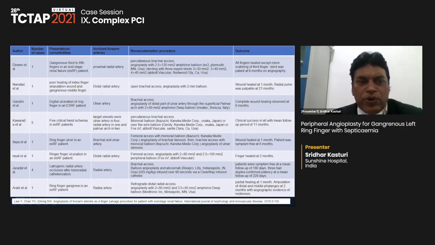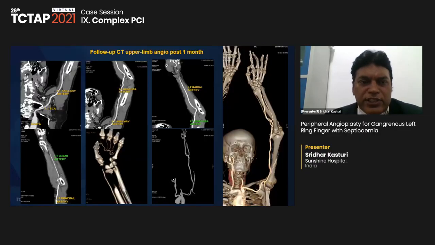And one more report, the distal radial artery, and they did the angioplasty with a 2 mm balloon. And all these cases showed very good patency of the radial and ulnar artery. And only one case was reported including the palmar arch, everything dilated. But our case is unique in this: we did the ulnar, radial, and even deep palmar arch, as well as the superficial palmar arch, and the distal arteries were open, with successful results.